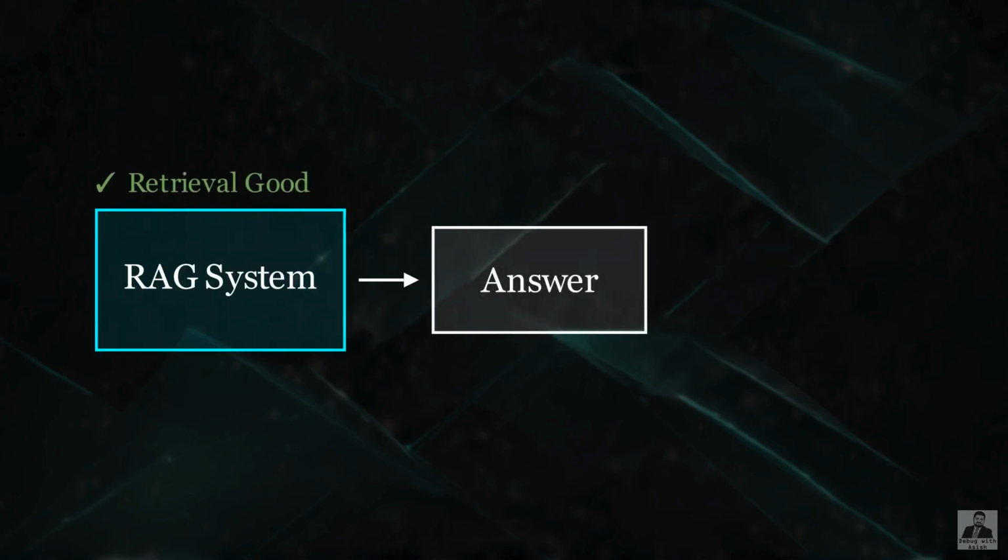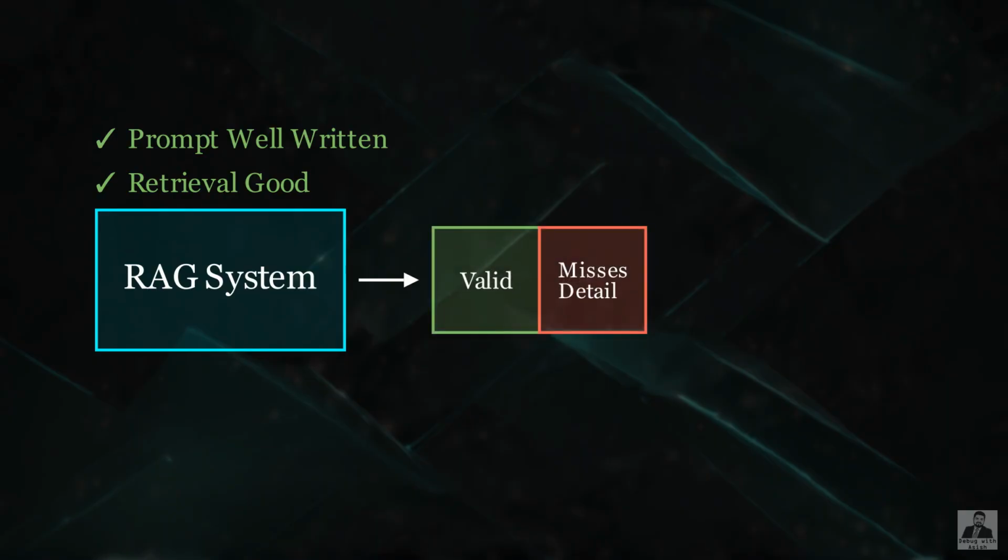Your RAG system generates an answer. The retrieval was good. The prompt was well written. But the answer only addresses half the question and misses a key detail that was actually present in one of the retrieved chunks. A self-reflection loop catches this before the user sees it.